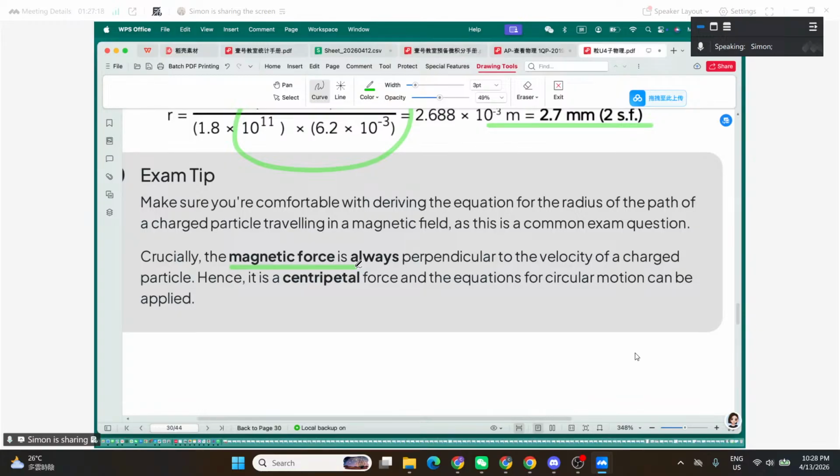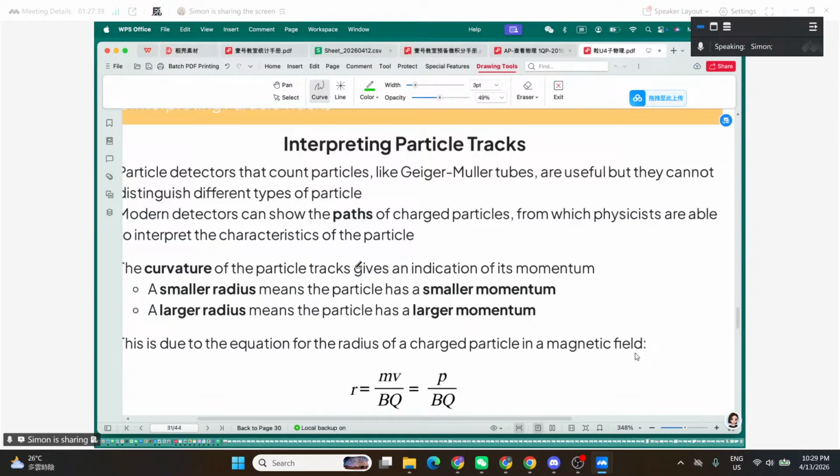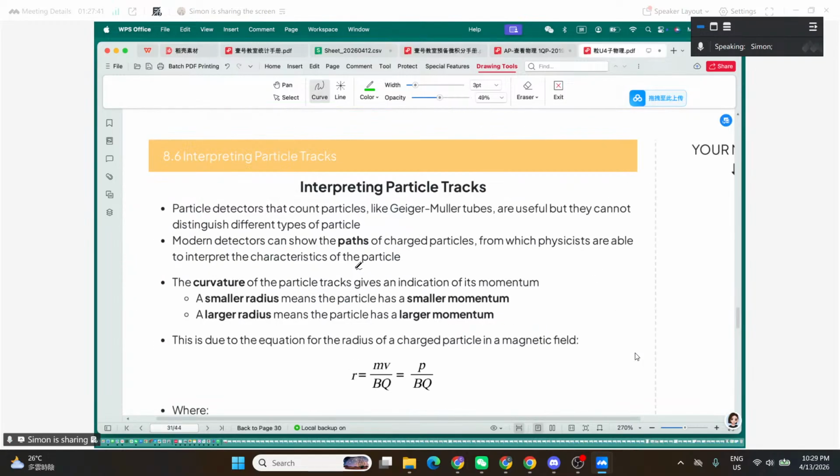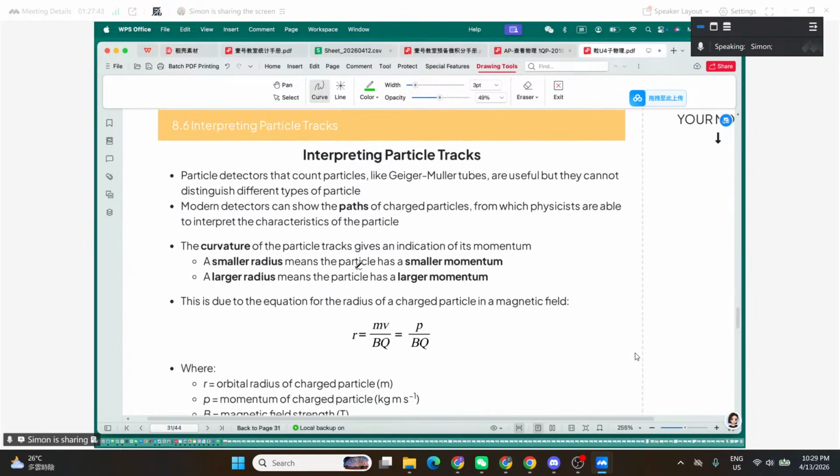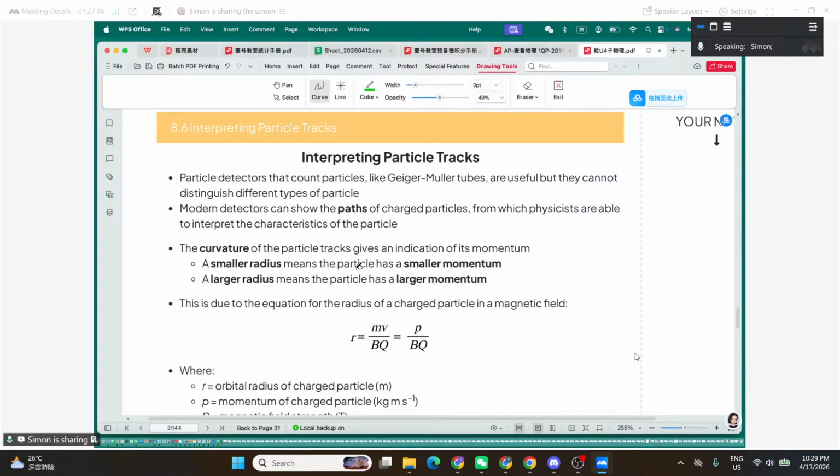Okay? Understand? And there's no energy transfer, no work done. So the charged particle will always do circular motion, and the magnetic force provides the centripetal force. And this one, the final, will be interpreted in the particle tracks.